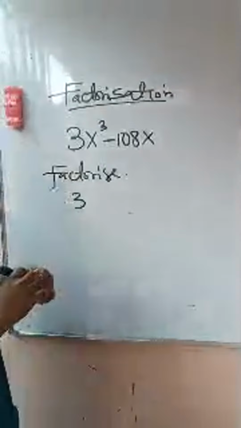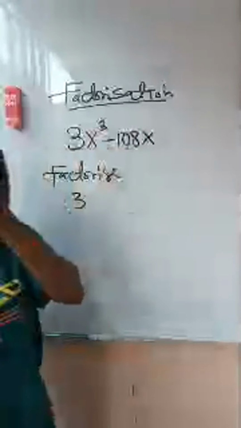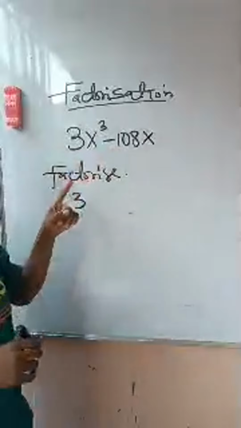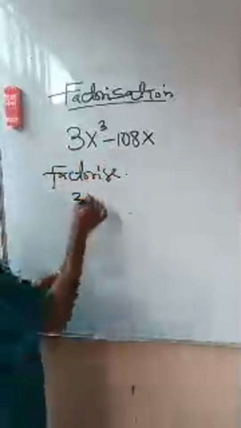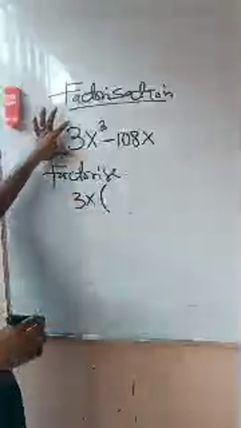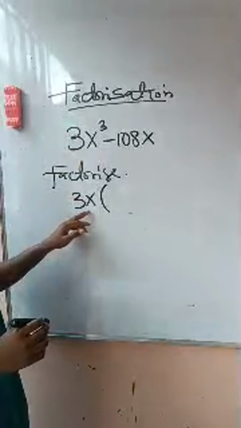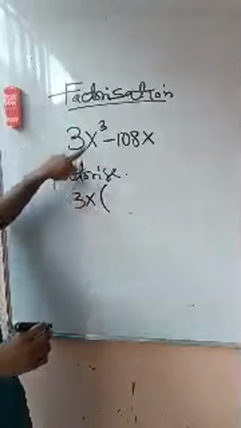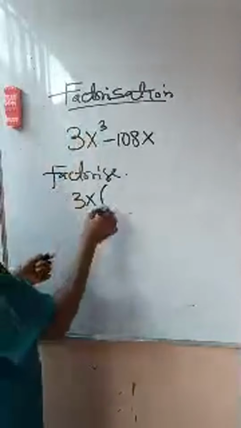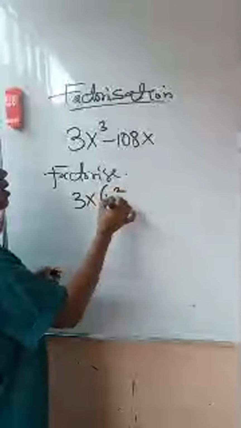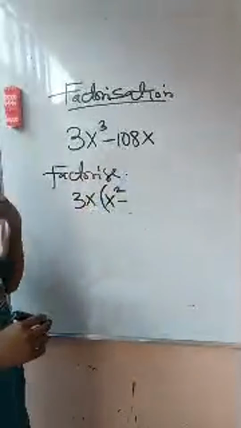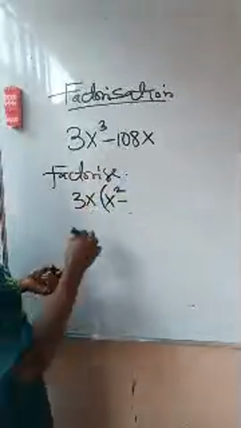Now you notice that you have x here and another x here. So we can still bring out 1x from both of them. Then we open our brackets. When this is divided by this, we removed only 1x here, so we still have 2x remaining. That is why we have x squared here, minus. Now 108 divided by 3 will give us 36, right?